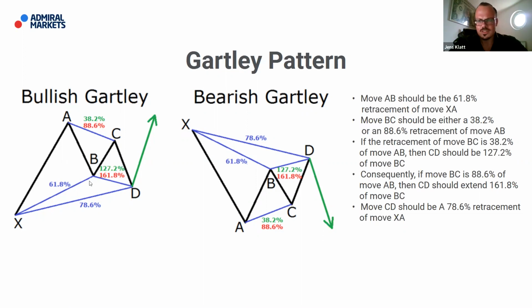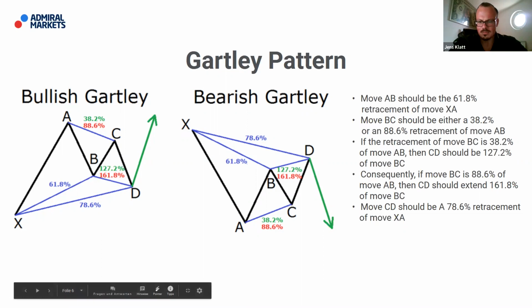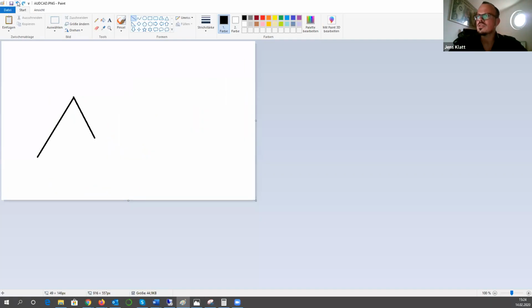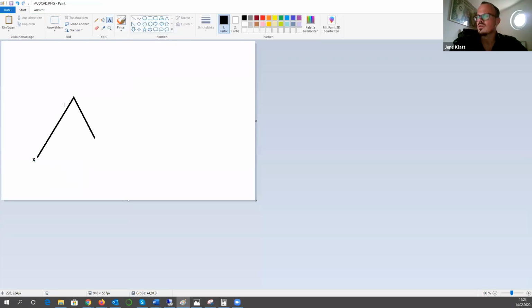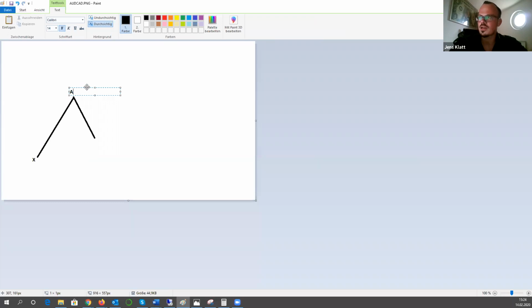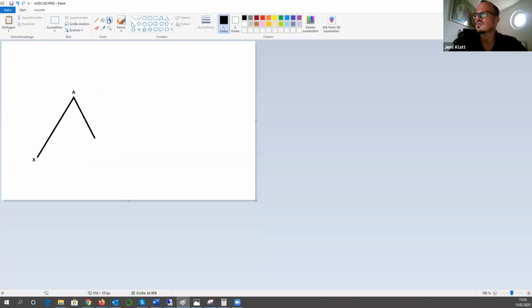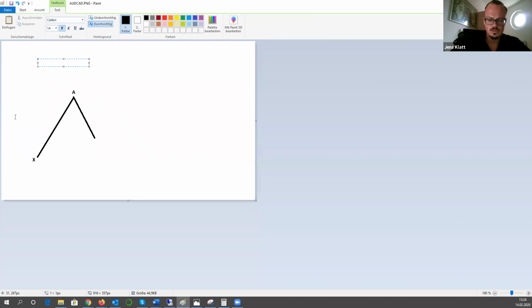Yeah, let's use these two lines already, and get an idea. I want to do the following. So I put an X here, and here I have the A. Then the first step when finding, or painting, such a Gartley pattern in this case. I will, by the way, also write it here. What we want to look at now is a bullish Gartley.